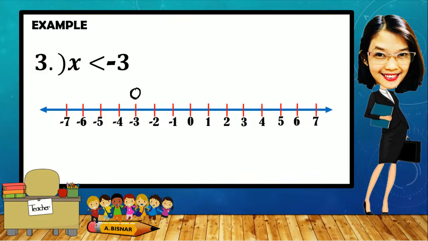So, numbers that are less than negative 3 are, wait lang, ito po yung kanan. Ito yung kaliwa. So, ang mga numbers na mas mababa sa negative 3 ay yung mga numbers na nasa kaliwa. Okay, tama yung negative 4. Negative 4, negative 5, negative 6, negative 7, and so on. Hanggang sa negative infinity. Again, huwag nating kakalimutan yung arrow. Kasi ibig sabihin nito, we can still extend the line hanggang sa walang katapusan na negative yung sagot.